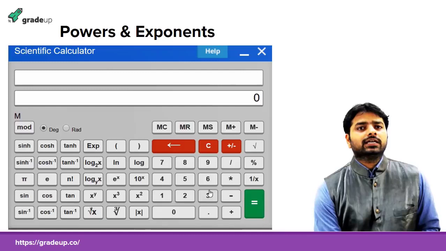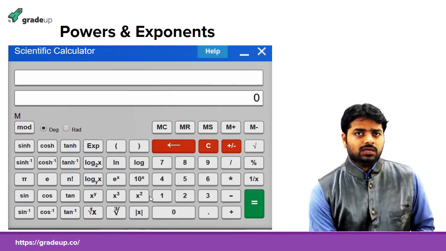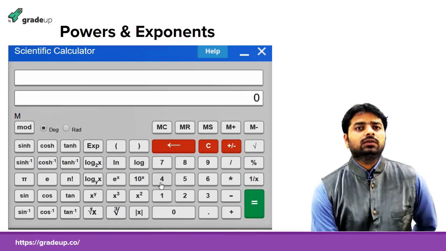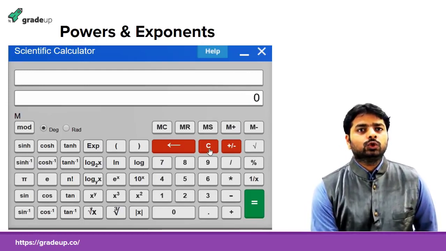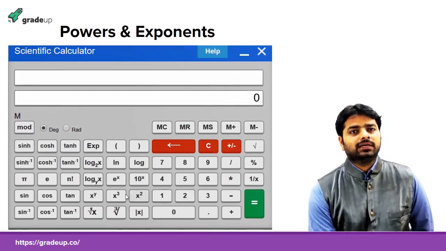Now after calculating x square, I am going to use any number to calculate x power 3. Let me enter 1.2 first, then x square, I calculate 1.44, I got it. Then let's go to the cube. 2 cube is 8, so 2 and press x cube. Then similarly 3 and press x cube. Then similarly you press any other number.